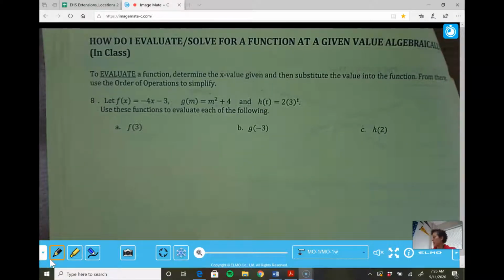So we are again in chapter 2 packet, which is yellow, and I am on page 6. Now there is one Algebra 1 class that did get some of these notes, not all of them. So if you are that class, if you are that person, just fast forward the video for this round and get to where you need to be.